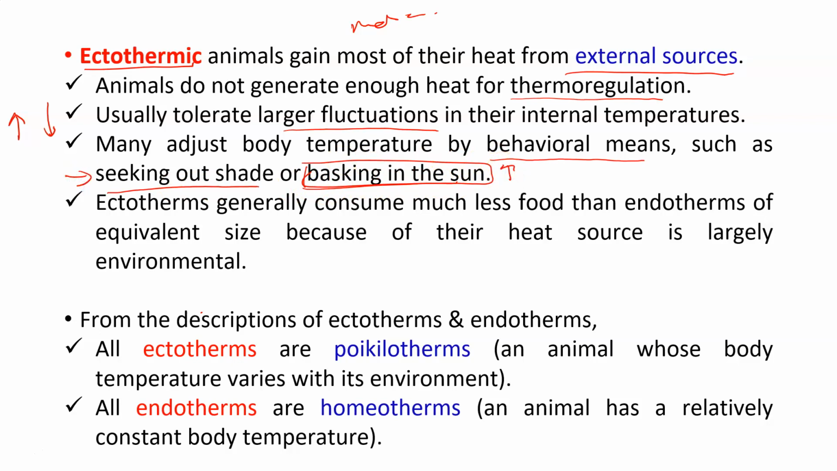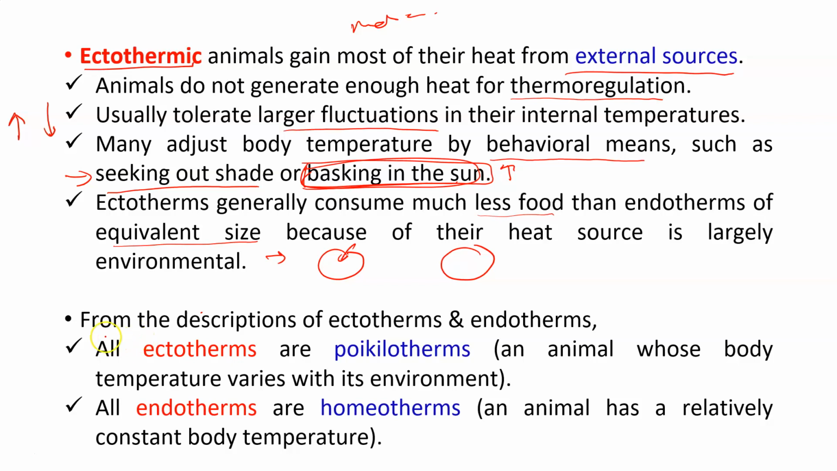Alright, so ectotherms generally consume much less food than endotherms of equivalent size because their heat source is largely environmental. Like I've just given you an example. You have to compare animals of the same size, a frog and a mouse, for example. The mouse obviously will eat more because it needs to generate more energy, more heat through cellular respiration. But for the frog, to increase its body temperature, dia akan cari tempat yang panas, basking in the sun, for example. Dia carilah tempat yang panas, berjemur ke whatever, right?